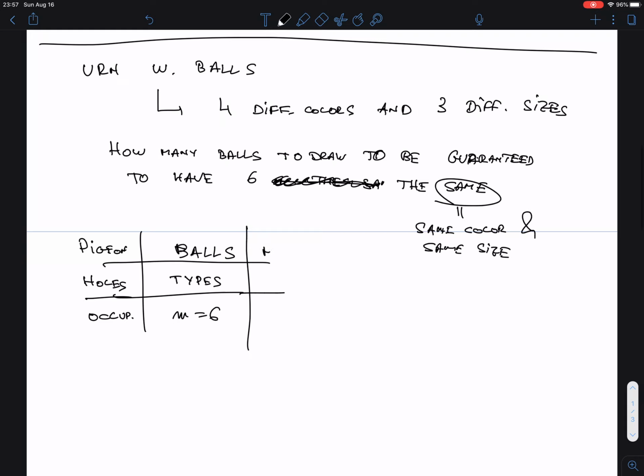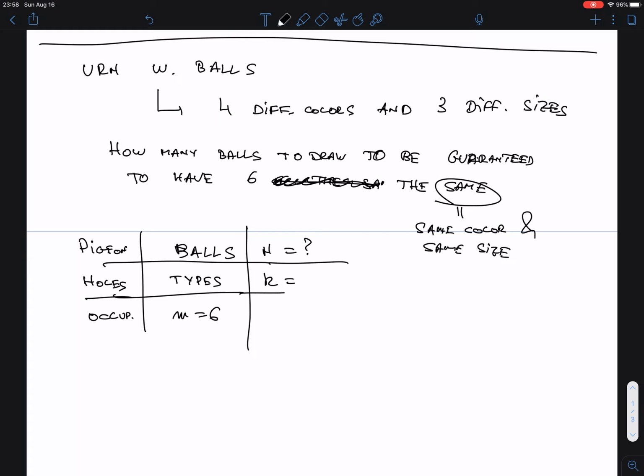Okay, so do we know what the balls are? No. Do we know the types? What are the types here? The colors? The sizes? No, it's actually a combination of both. It's a color and a size. So a type is giving a color and a size. So how many are there?